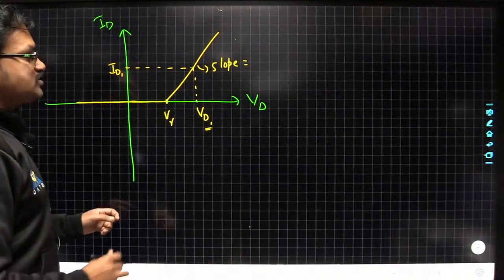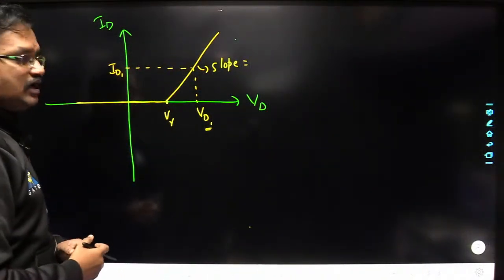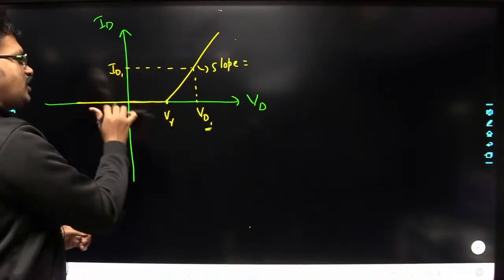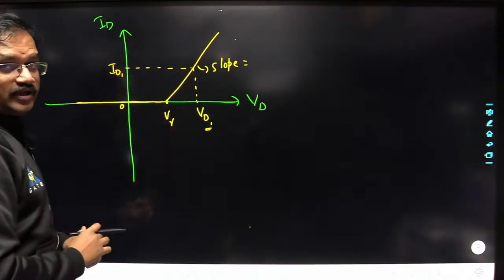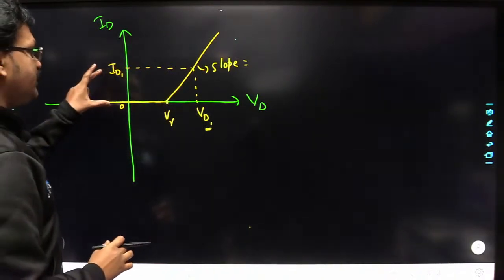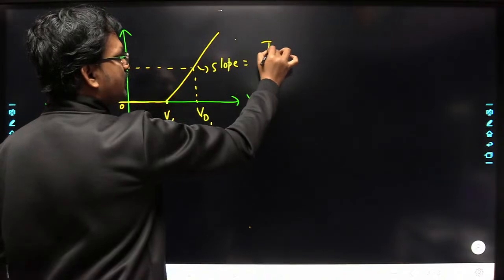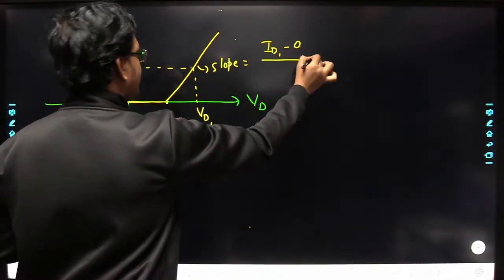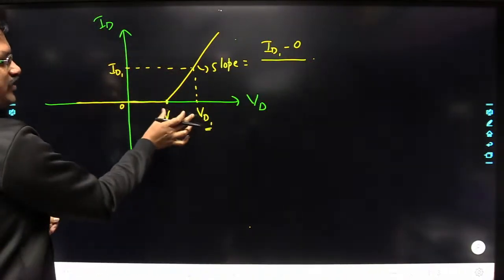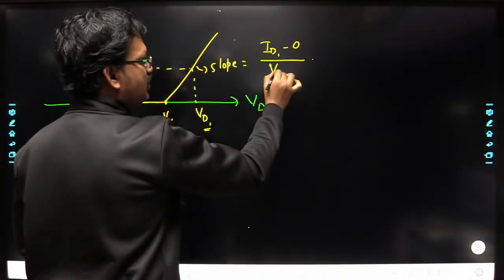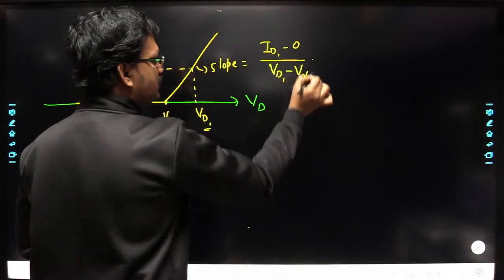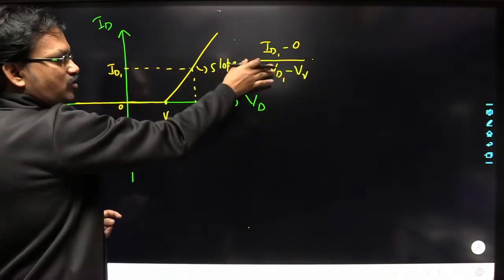So then what is the slope of this curve? Change in ID by change in VD. Yes or no? So what is change in ID here? Change in ID is nothing but ID1 minus 0, divided by change in VD, which is VD1 minus V gamma, right? So this is the I by V ratio.